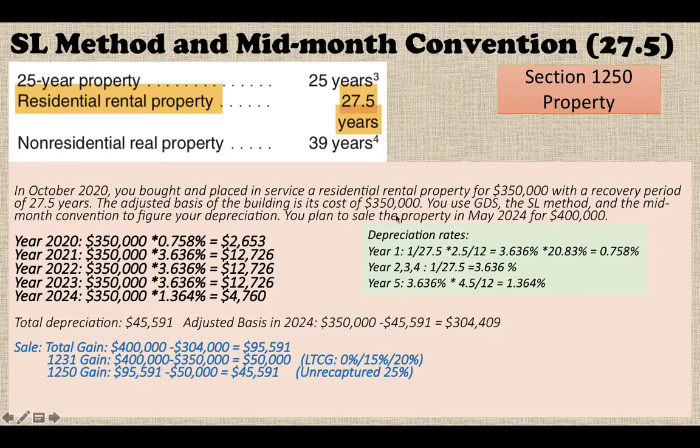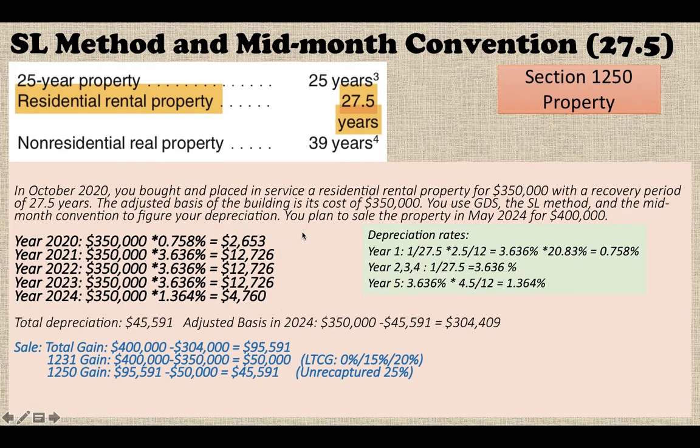You plan to sell the property in May 2024 for $400,000. This basically runs from 2020 all the way to 2024, so it's a total of 5 years from the year you bought the property to the year you sell the property. How much is the total depreciation?